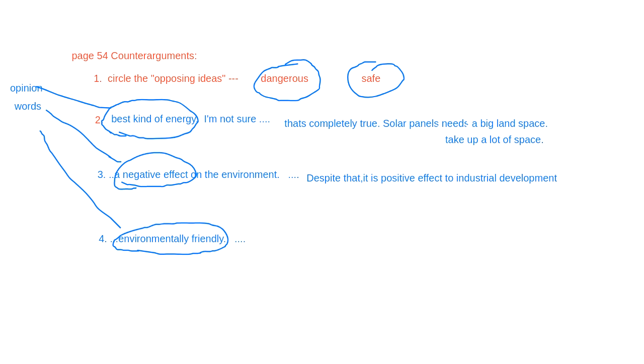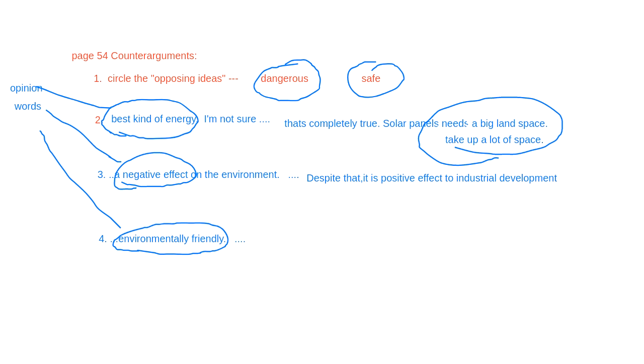Okay, so this is a good counter argument. We've got on the left side, it says the best kind of energy. And on the right side, we're saying takes up a lot of space or needs a lot of space. That's showing that it's not the best kind of energy. So these are the opposing ideas, the opposite.